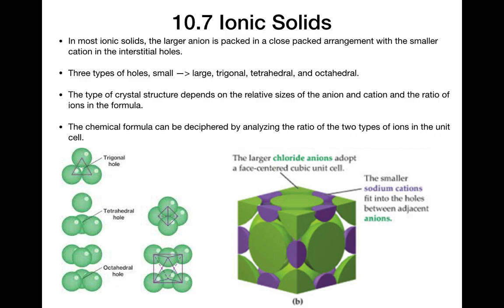So your typical ionic formulas are going to be based on, first of all, what is the size of the cation and the anion relative to each other, and also what is the ratio. Do we have a 1-to-1 ratio like sodium chloride, or do we have a 1-to-2 ratio like calcium chloride? If you analyze a unit cell for a crystal of an ionic solid, you can count the number of cations and anions in that unit cell, and you can decide what the chemical formula should be for that ionic solid.